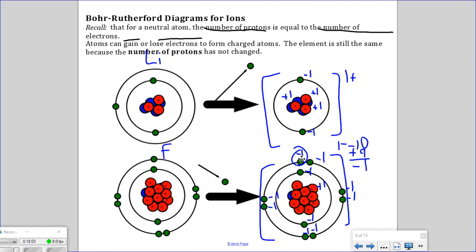And when it gains that 8th electron, it now has more negative charges than it does positive charges. So if we count up the number of negative charges, we would get 10 negative charges, whereas there are 9 positive charges in the form of protons in the nucleus, and this will give us an overall charge of -1.